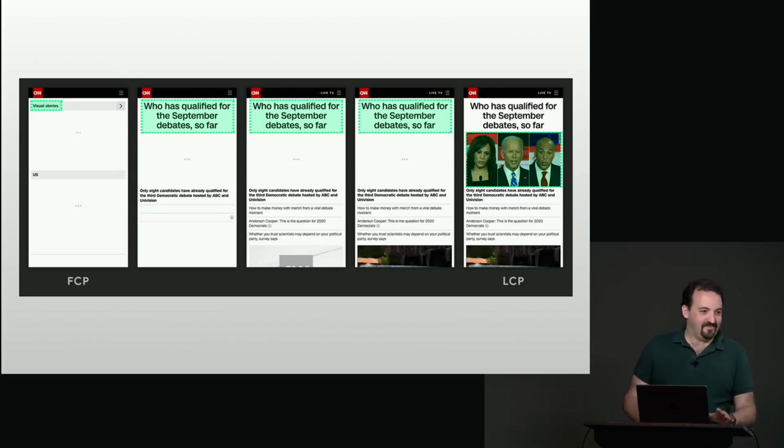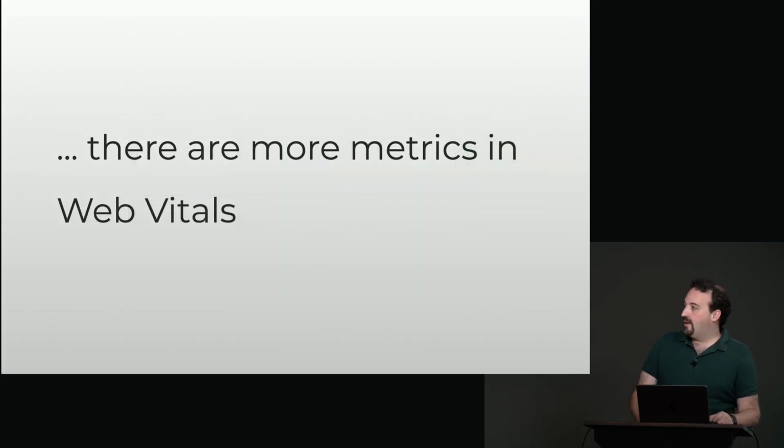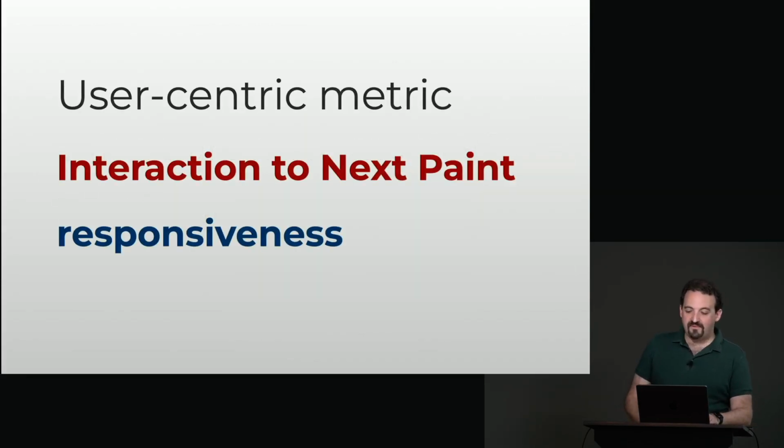Anyway, try it. So try different techniques, test them in the real world, and see which works best. There are more metrics in Web Vitals. For example, there is one that today is experimental. That's the one that I think is going to replace the interactivity part. It's Interaction to Next Paint.